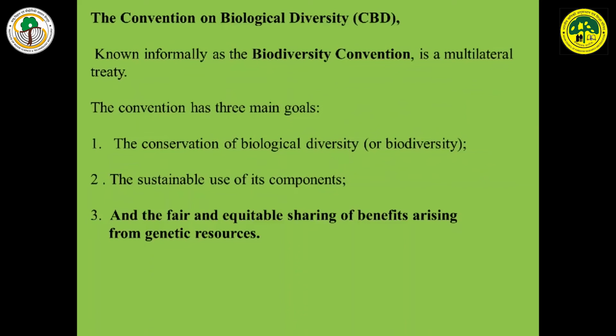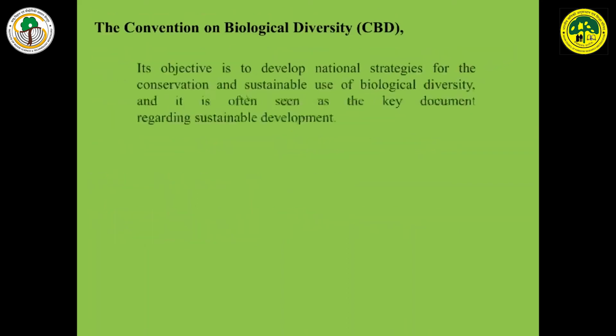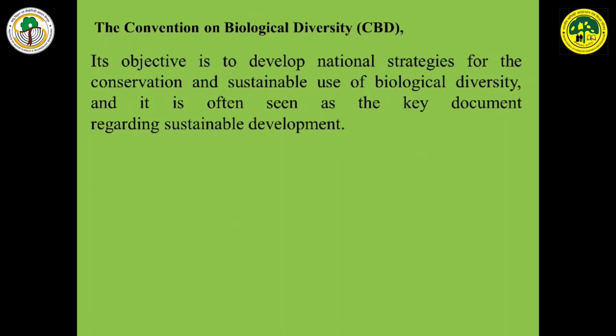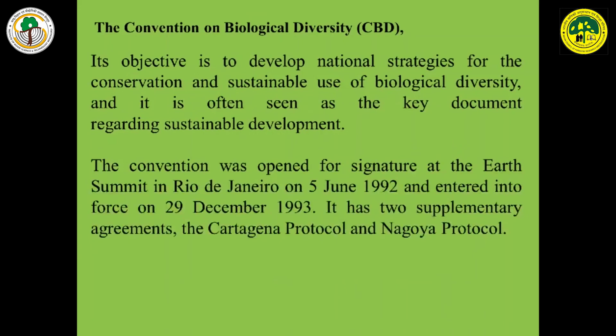This third one is very important for our present training program. The Convention on Biological Diversity's objective is to develop national strategies for the sustainable use of biological diversity, and it is often seen as the key document regarding sustainable development. The convention was opened for signature at the Earth Summit in Rio de Janeiro on 5th June 1992 and entered into force on 29 December 1993. It has two supplementary agreements: the Cartagena Protocol and the Nagoya Protocol.